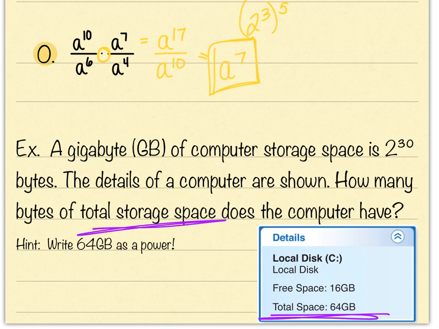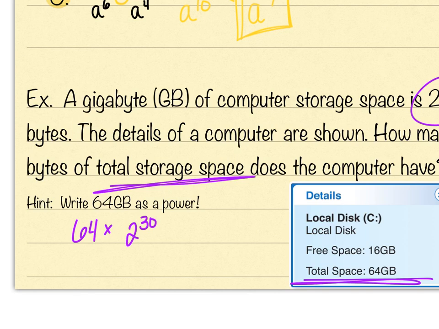So I need to find out, since there are 64 gigabytes and each gigabyte is 2 to the 30th bytes, what is that? The hint is write 64 as a power. There are a lot of different ways I could do that. 64 is 8 squared, right? That's not going to help me, though, because those have different bases. What if I thought of 64 as 2 to the 6th power? 2 times 2 times 2 times 2 times 2 times 2 is 64.